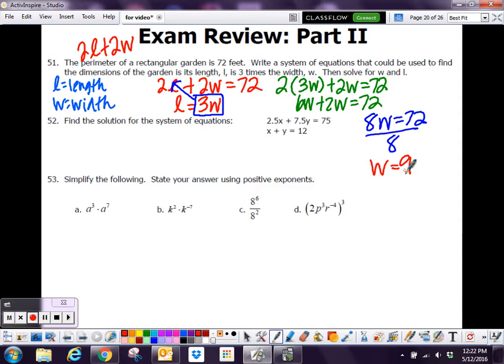Now I'm going to take that 9, I'm going to plug it back into one of those equations. Obviously the easier one would be L equals 3W. So if I have L equals 3 times W, so 3 times 9, that means L is 27.